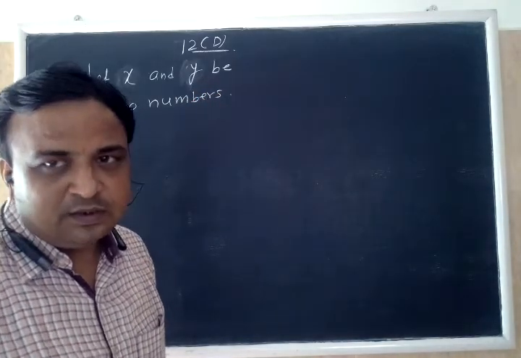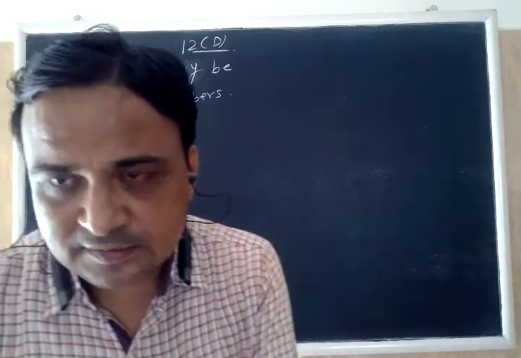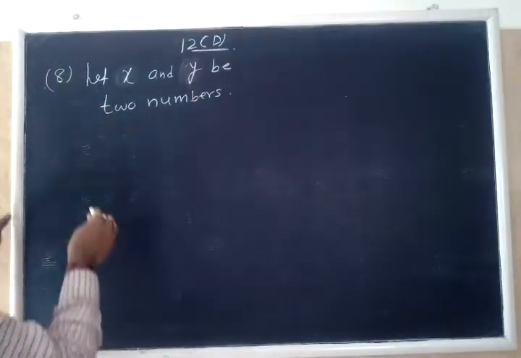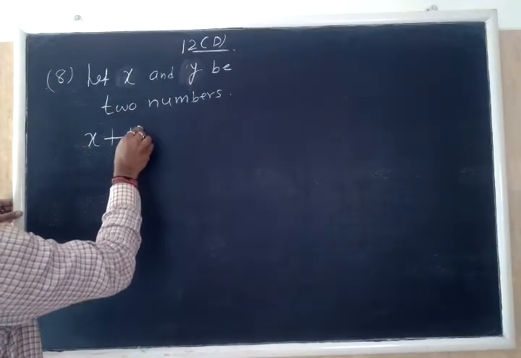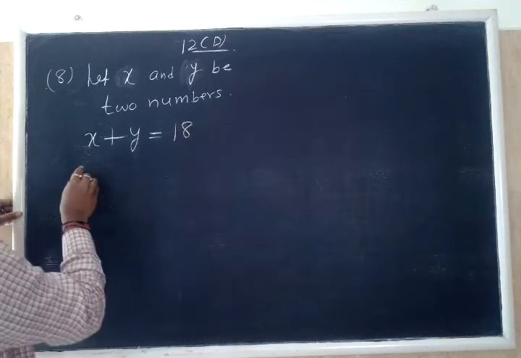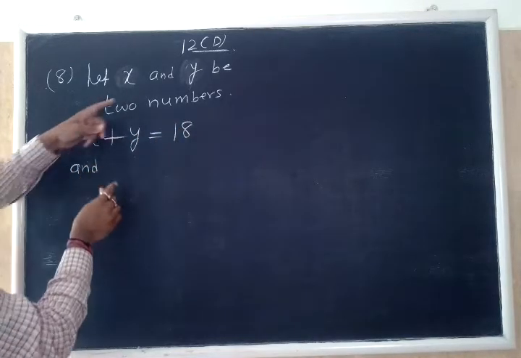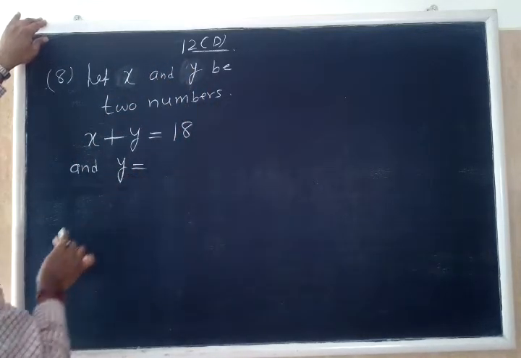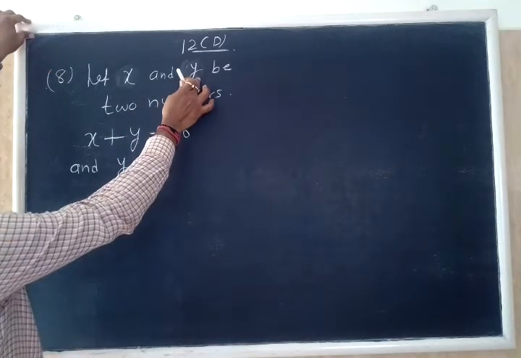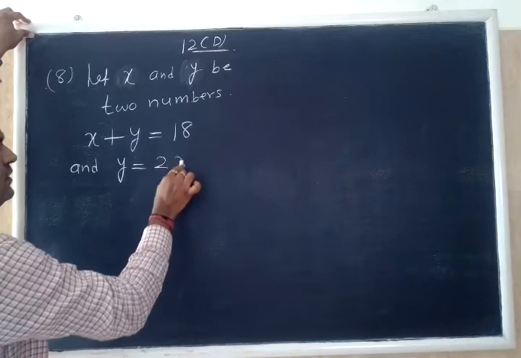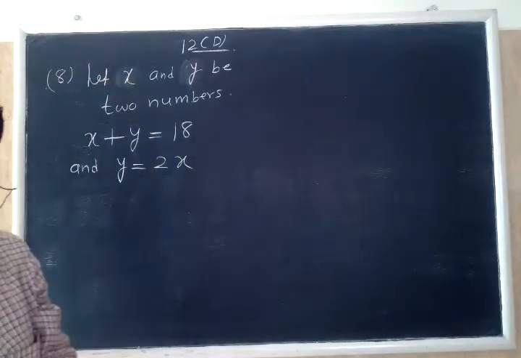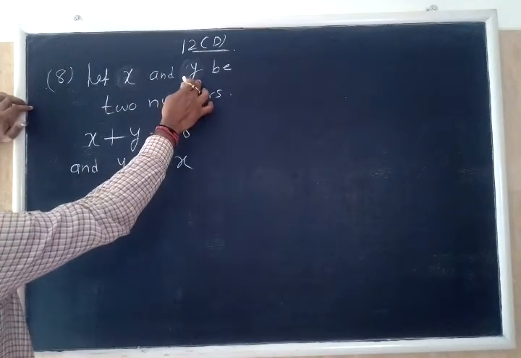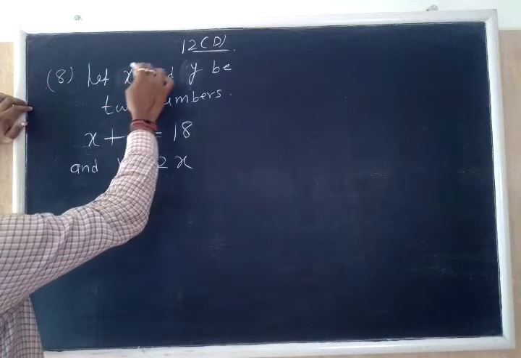Now what is given? It is given that the sum of two numbers is 18. Means X plus Y is equal to 18. And one number is twice the other. So the second number is twice the first number. So Y will be 2x. So y is equal to 2 times x, or x is equal to 2 times y.